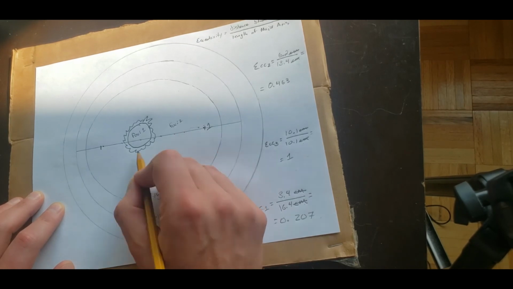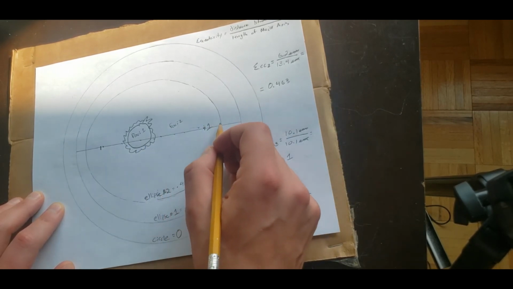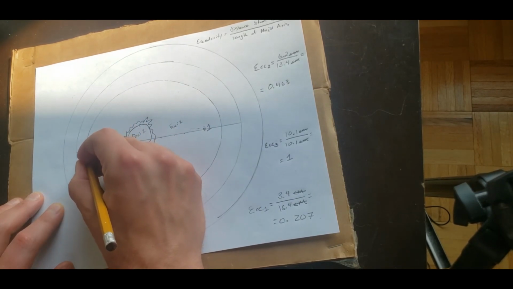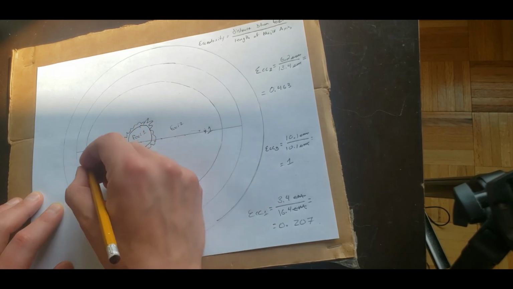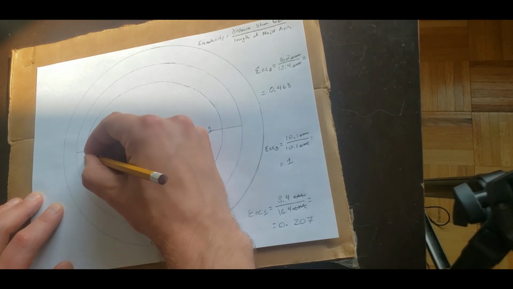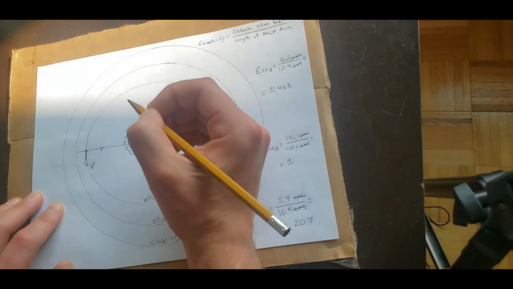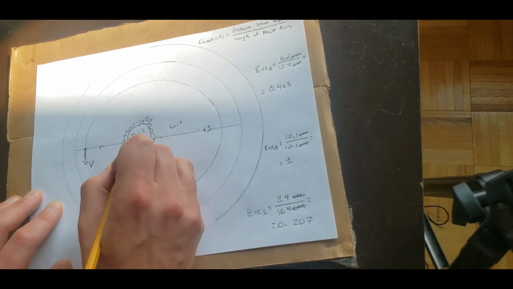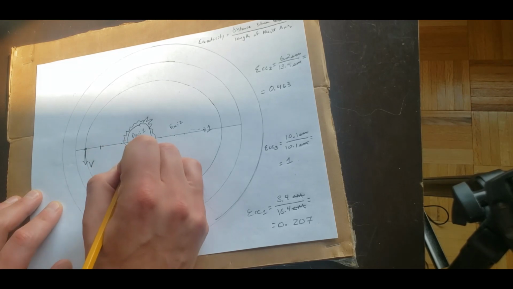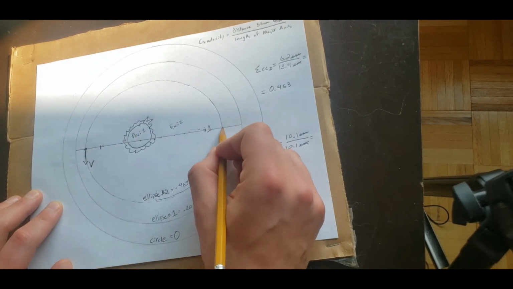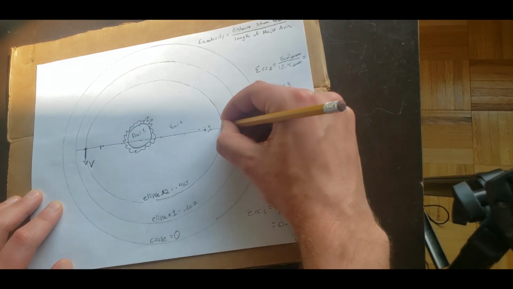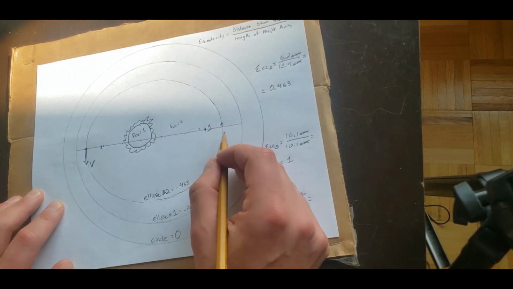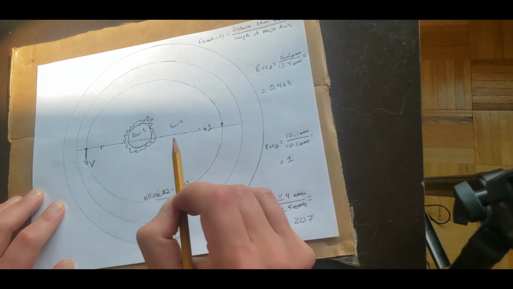And we learned in yesterday's lesson that when that orbiting object, say a planet, is closest to the star, it's going to have the highest orbital velocity, and we'll also see the strongest gravitational attraction between the planet and the star. When we're further away, it's going to have a lower velocity, and we're going to see less gravitational attraction between the planet and the star.